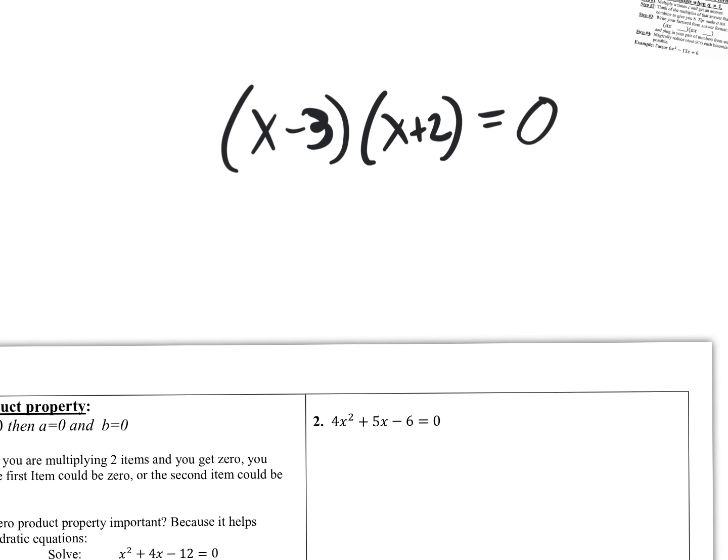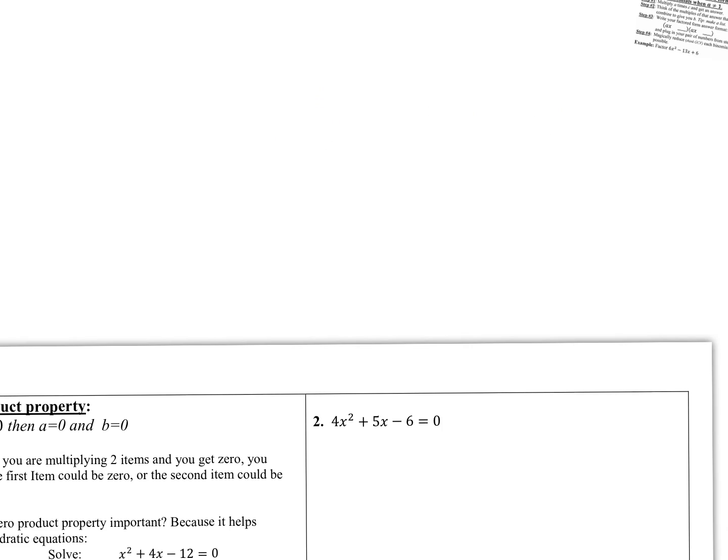You don't even have to really show the work here. You're supposed to say that this equals 0, that equals 0, and solve both. It's going to be a positive 3 and a negative 2. So x equals positive 3, x equals negative 2. There will be some that are that ridiculously easy.